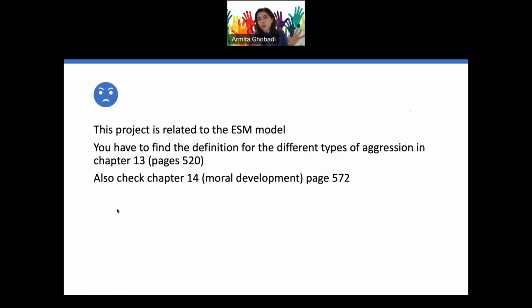This project is very relevant to the ESM model. It also demands some sort of self-study. I would say all of those 4 options demand some self-study, but I'm always here to help you. For example, if there is any dialogue in one of those cartoons or sitcoms that you cannot tell is overt, reactional, or relational, you can just email me. We can schedule a WebEx and talk about that.